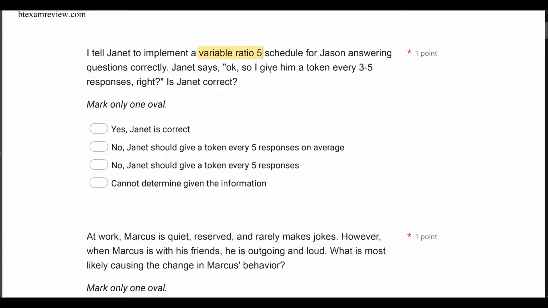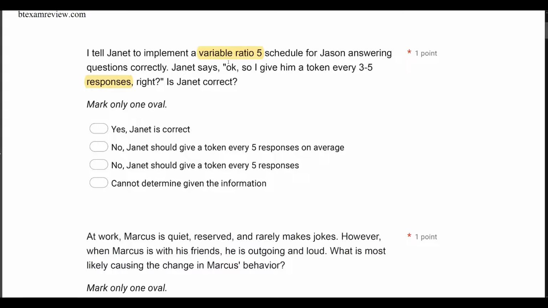So Janet says, all right, I'll give him a token every 3 to 5 responses, right? Well, is that correct? No, because why? Well, she's supposed to give it every 5 on average. That can be reinforced after 2. It can be reinforced after 10. As long as in the end, it averages out to 5, that's all we're looking for. So is Janet correct? A, yes, Janet is correct. No. B, no, Janet should give a token every 5 responses on average. Yes, that's what a variable ratio means. Every 5 responses on average.